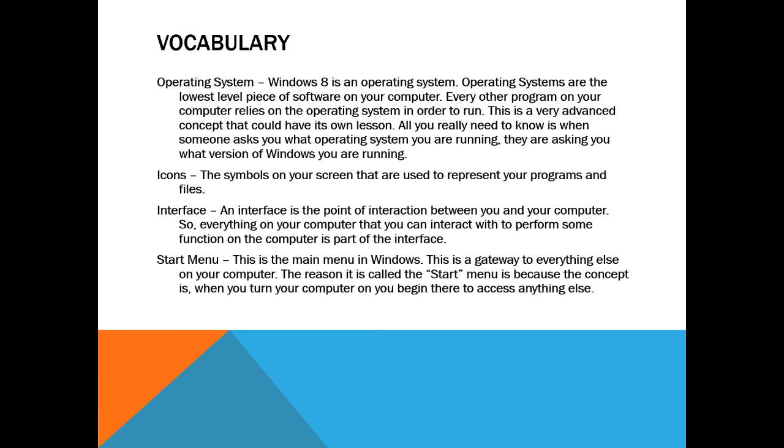First up, we have operating system. Windows 8 is an operating system. Operating systems are basically the lowest level piece of software on your computer. So every other piece of software or application on your computer, in order for it to run, it needs an operating system to sit on, basically, to tell it how to run and what to do. It's a fairly advanced concept, so I can't really cover it in a lot of depth in this lesson. But all you really need to know is if someone asks you what operating system you are using, then they're asking you what version of Windows you're using. So if you're at this lesson, then I would assume that you're using Windows 8.